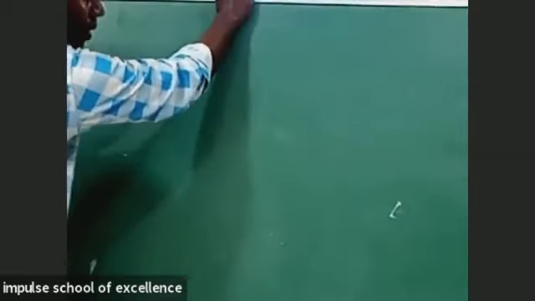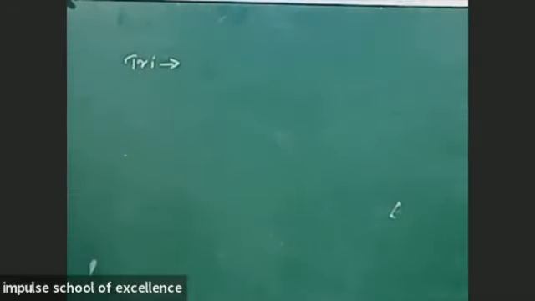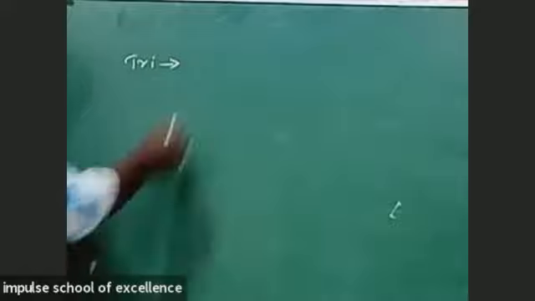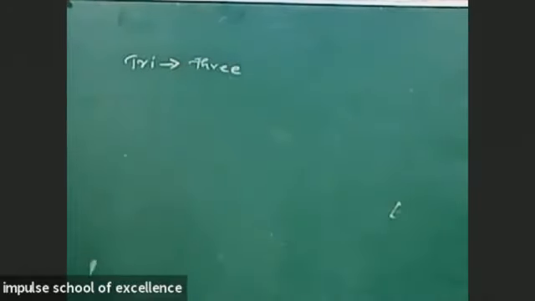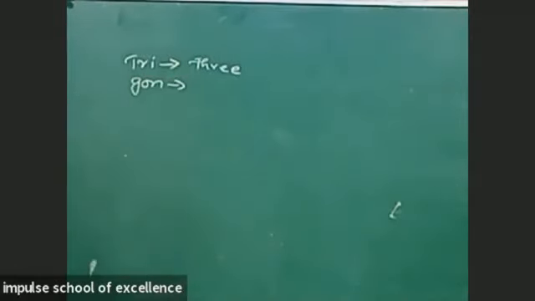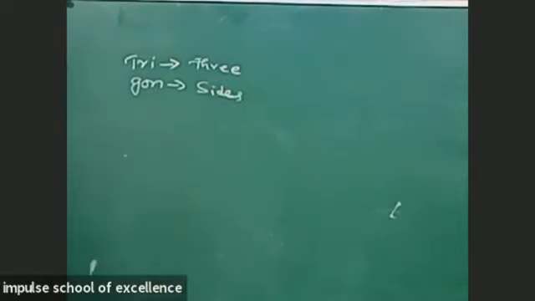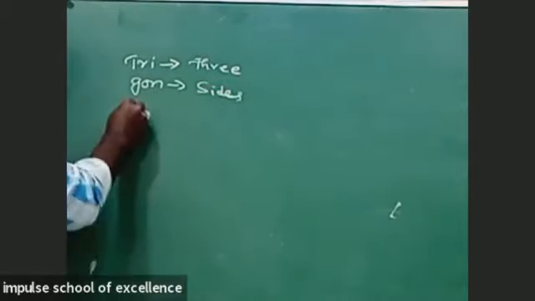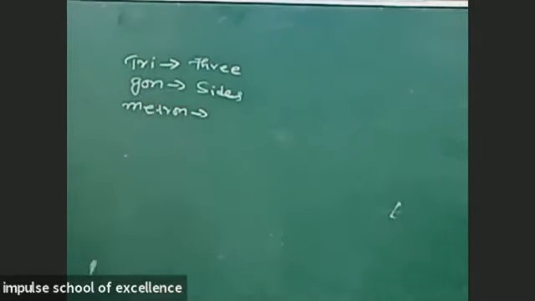So trigonometry is a Greek word, derived from Greek words. There is tri. Tri means 3. And gno, the gno meaning is sides. And there is metron. Metron means measure.